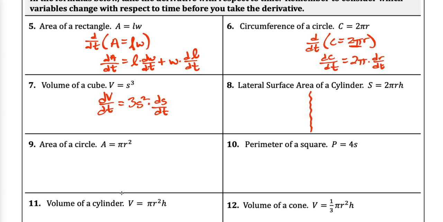I'll give it a go. Would it be 2 pi times r? Or I would do the product rule for the r and h. So times r times the derivative of h. Yeah, okay.